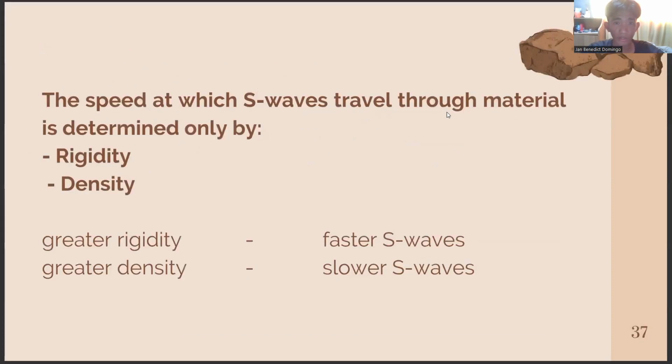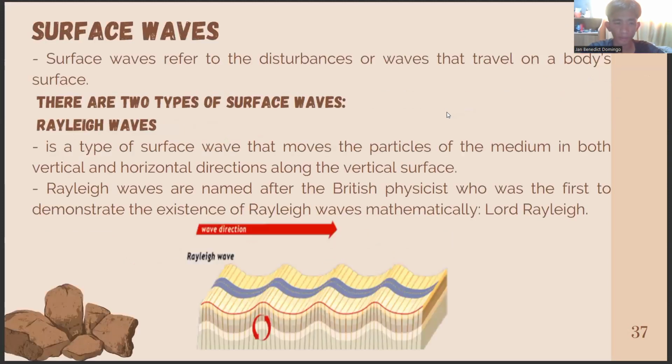The speed at which S waves travel through material is determined by rigidity. As I've said earlier, rigidity is how strongly material resists being bent sideways and is able to straighten itself once the shearing force has passed. And then density, how much mass the material contains in a unit of volume. And the greater the density, the slower the S waves.